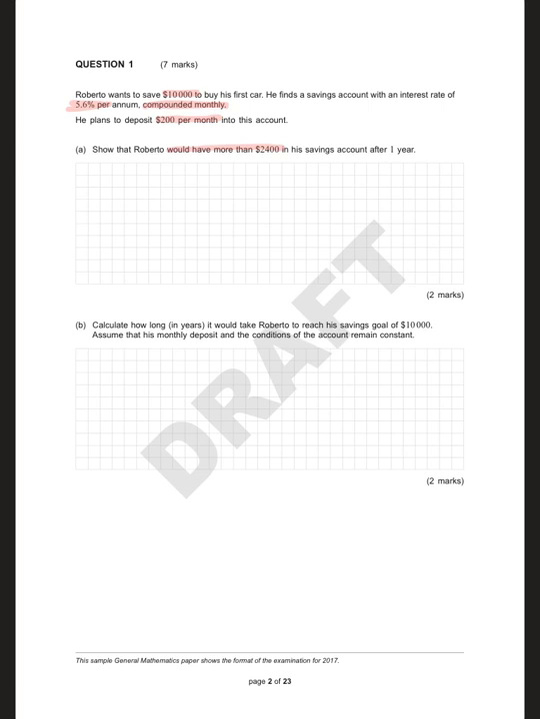So we're finding FV. N is 1 year times 12 months a year, so it's 12. The interest rate is 5.6. It doesn't say he's starting off with anything, so PV is equal to 0. PMT, he's depositing 200 per month, so it's negative 200. FV is what we're solving for. PY and CY are both 12, compounded monthly and paying monthly.